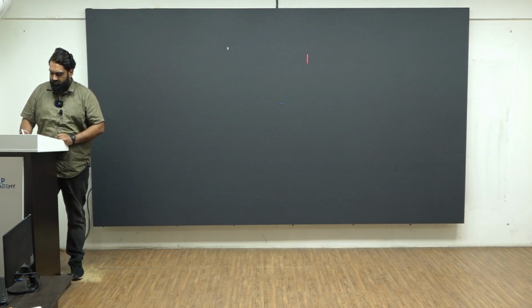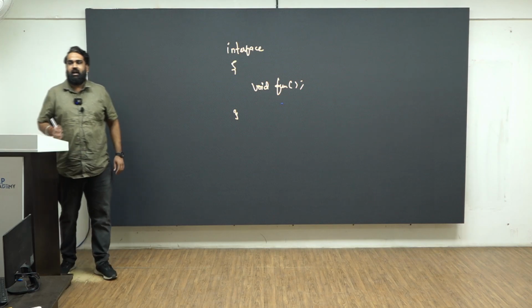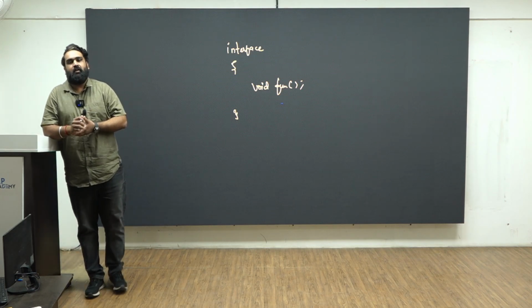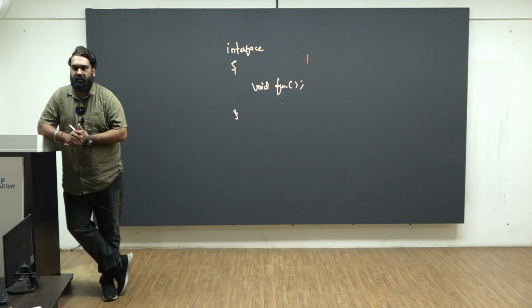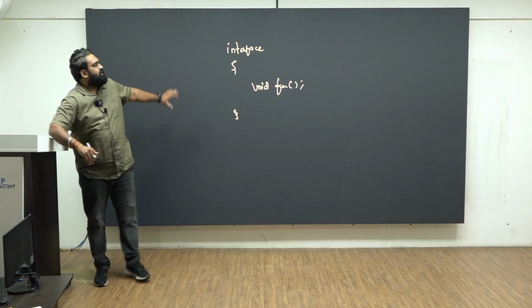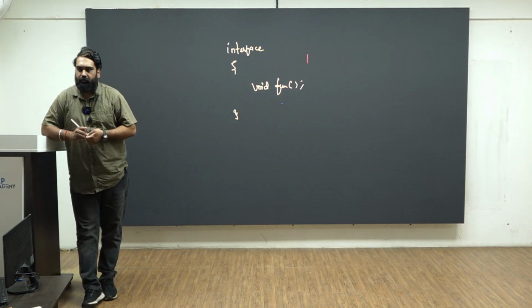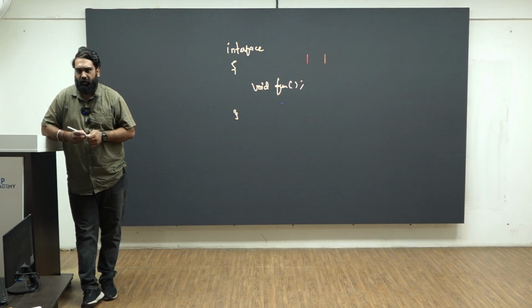Sir, whenever I have an interface with one single function in it, that is when I can create a lambda expression. Sir, will you agree with me? So what is such an interface called? It is called a functional interface. Will you agree with me?